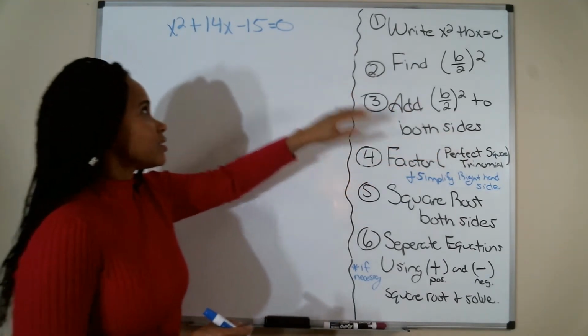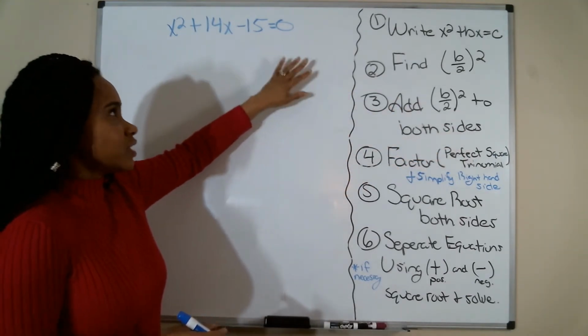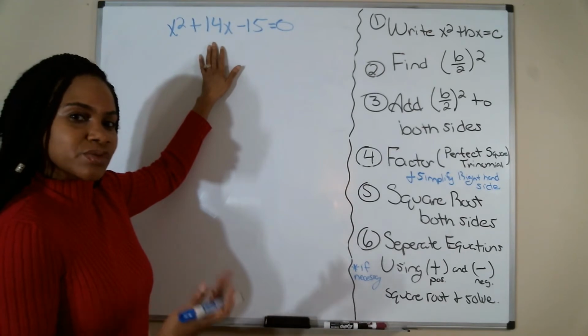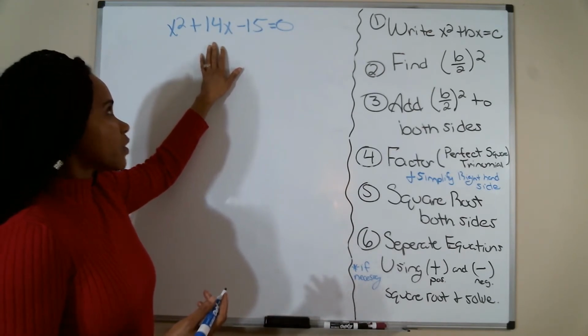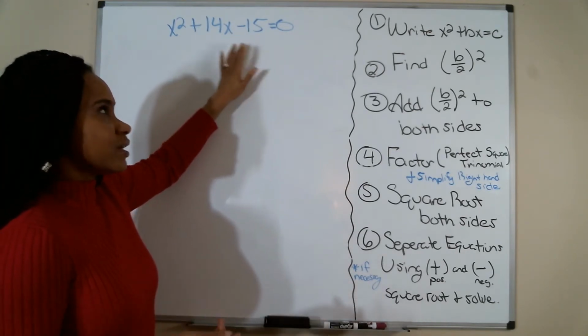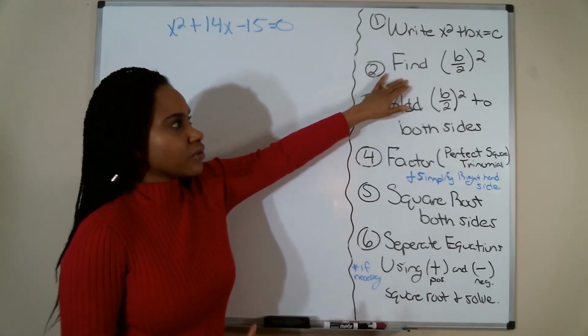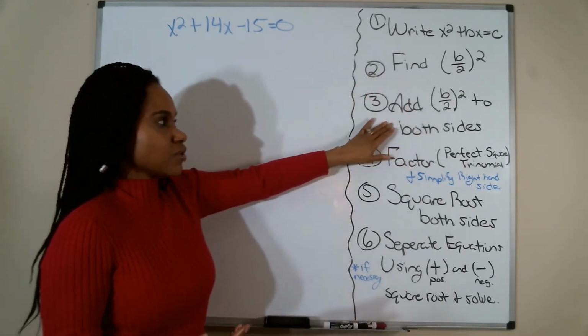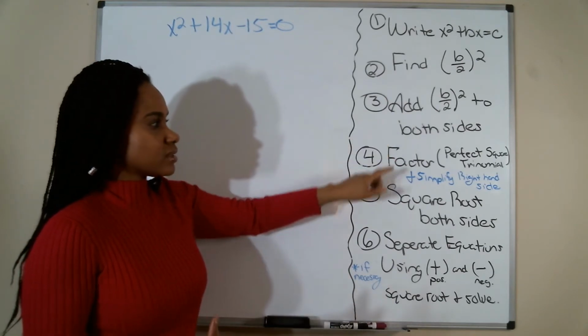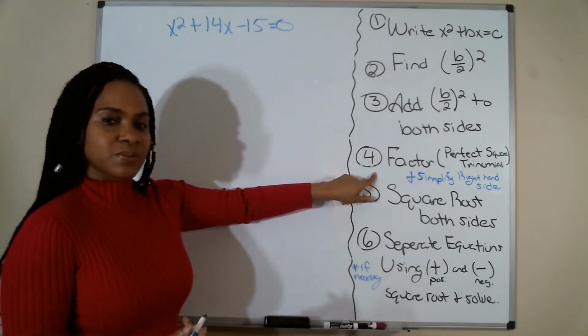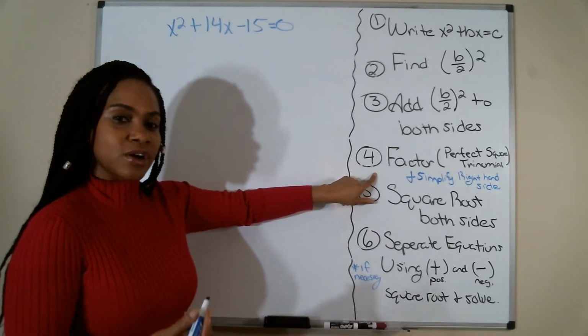So in this case my c would be 15 and my b is 14, because remember the number in front of your x term is your b and c is your constant. Alright. Whatever I get for b over 2 squared, that result I want to add to both sides. Then I want to factor. At this point you should have a perfect square trinomial.